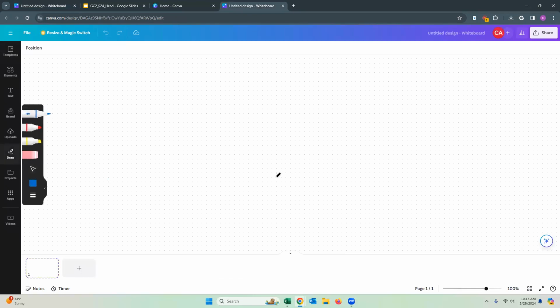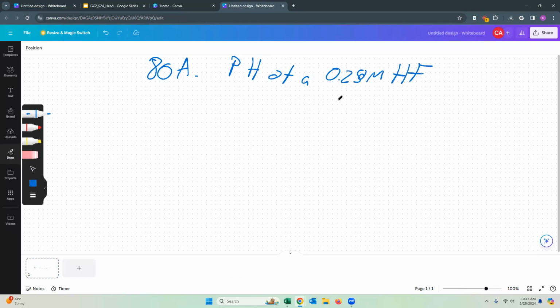Let's do problem 80A. So what is the pH of a 0.250 molar hydrofluoric acid solution if the Ka for this solution is 6.8 times 10 to the minus 4? Right, that's supposed to say 0.250 up there.